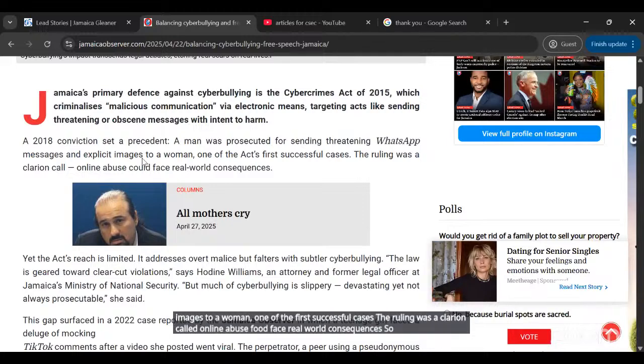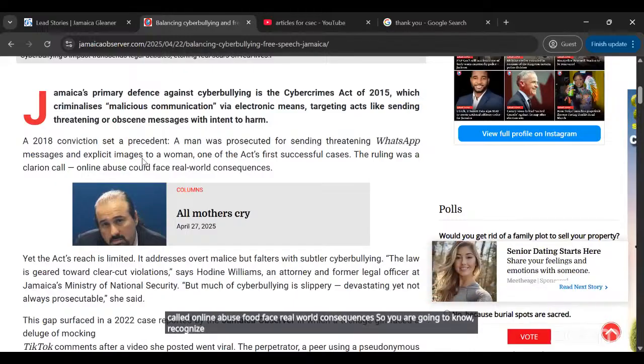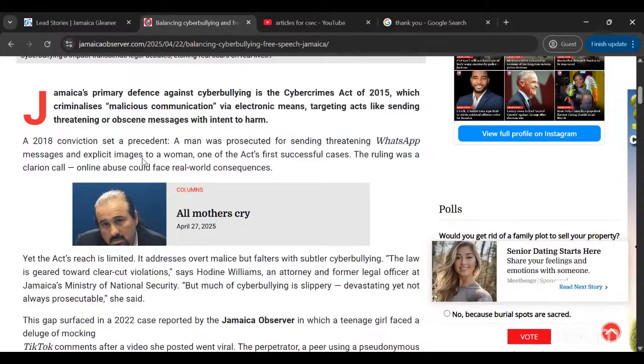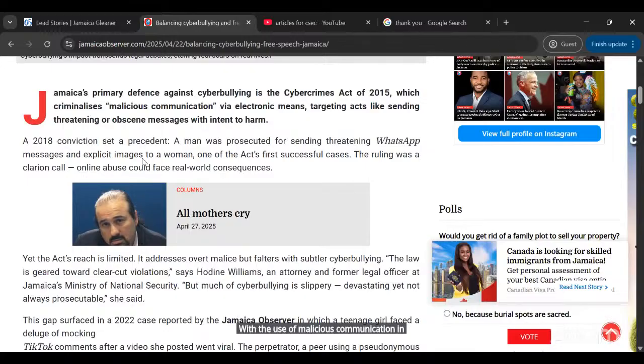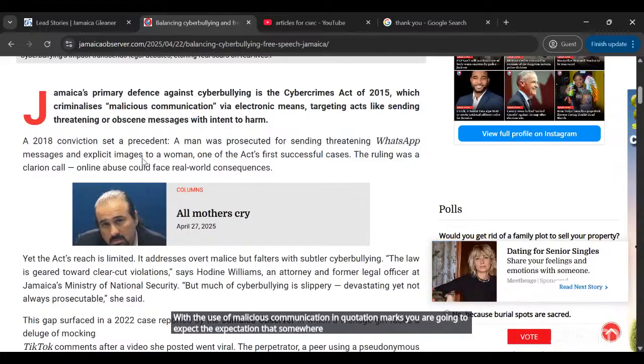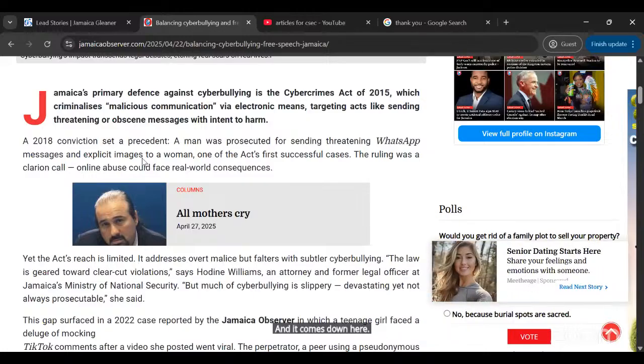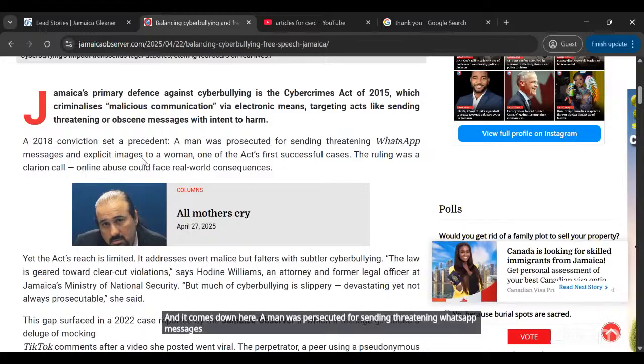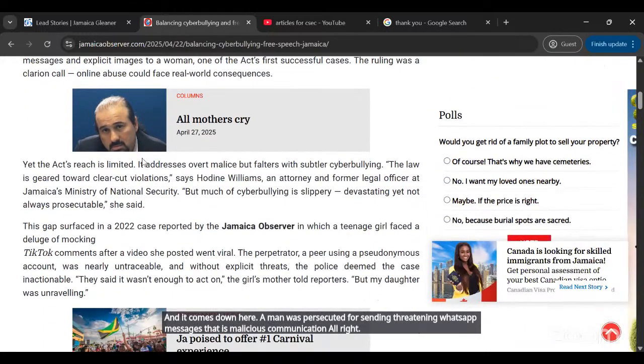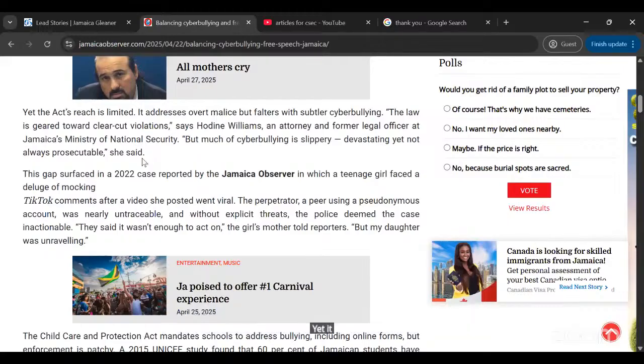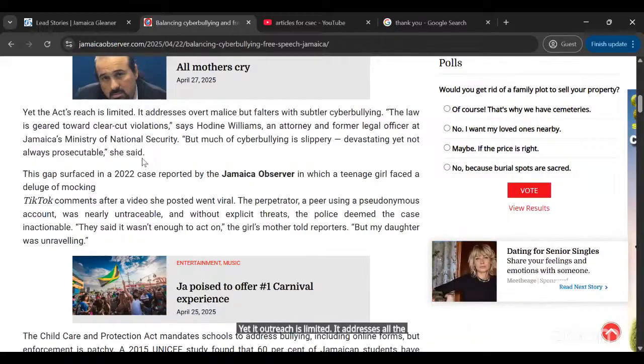So you are going to now recognize in your article, with the use of malicious communication in quotation marks, you are going to expect that somewhere in the article, there's going to be an explanation of what malicious communication means. And it comes down here. A man was prosecuted for sending threatening WhatsApp messages. That is malicious communication. All right. So it goes further. Yet the act's reach is limited. It addresses overt but falters with cyberbullying.